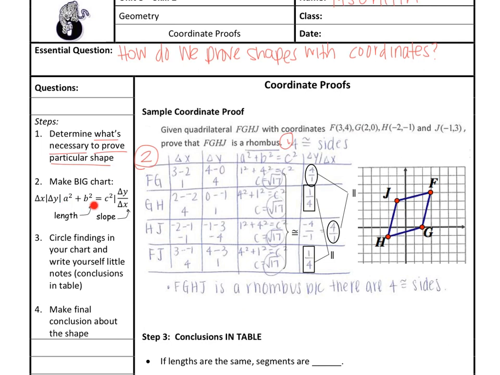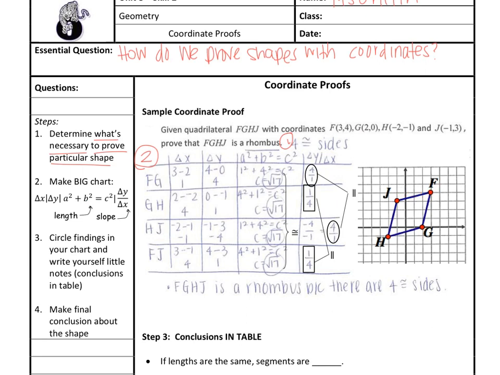As a reminder, Pythagorean theorem represents length. You can find the length of a segment by using a squared plus b squared equals c squared. And then change y over change x, again, y is to the sky, represents your slope, where you can find the rise over the run of a given segment.